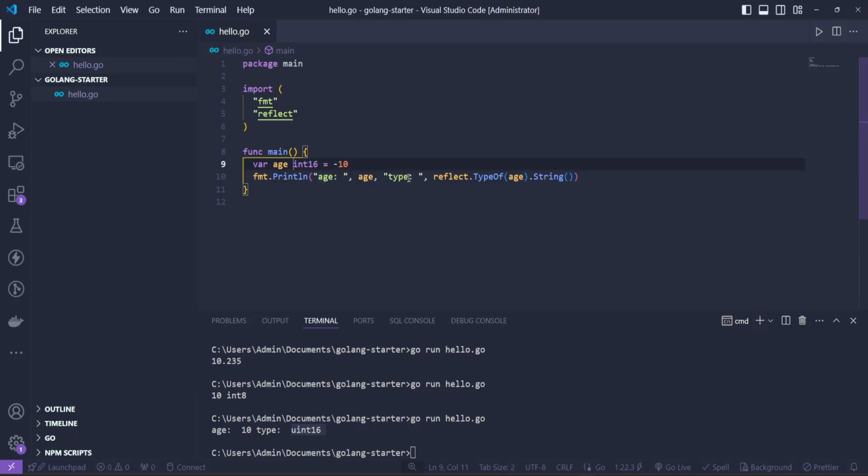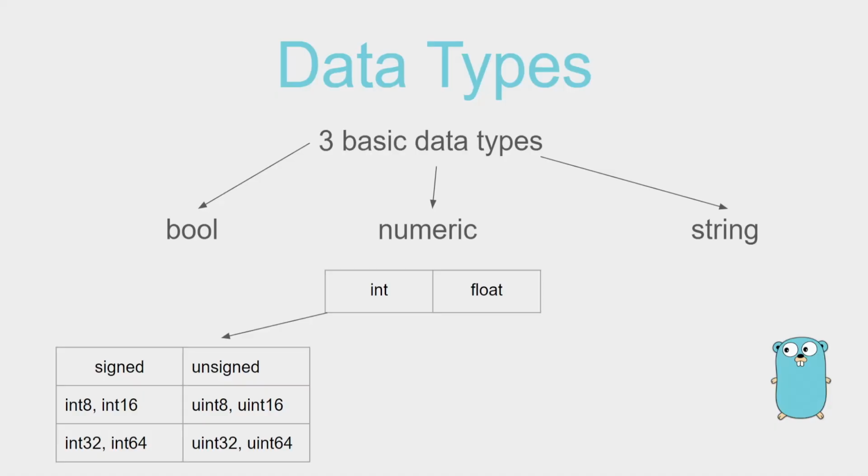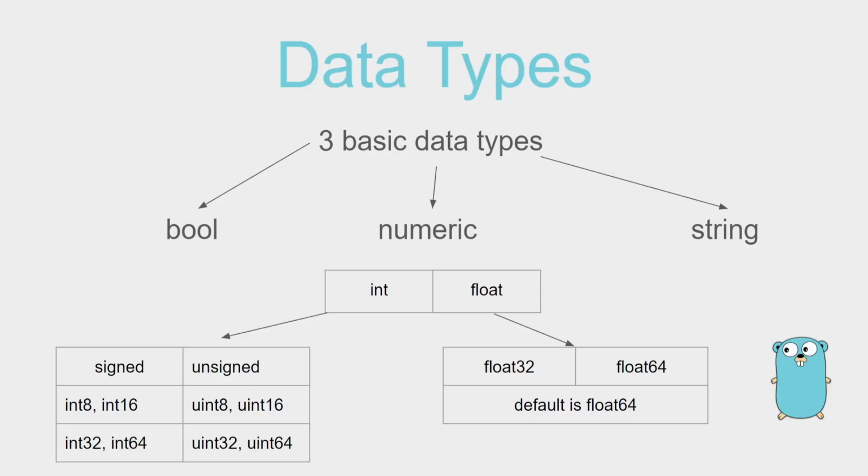So similar to integer, the float also contains two branches, and they are fairly easy, float32 and float64, and the default type for float variable is float64. So that might make you wonder, what is the default type for integer? That actually depends on your system. If your system is 32-bit, then the default type for integer would be int32, and if your system is on 64-bit, then the default type would be int64.